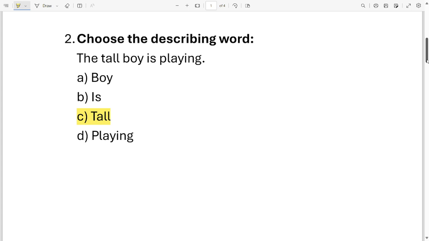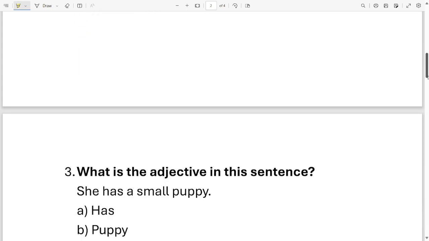Okay, if you got it right, don't forget to give yourself 1 mark, because each question carries 1 mark. Okay, let's move on to the next question.